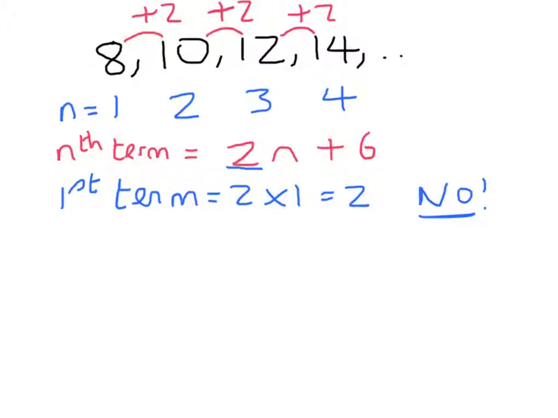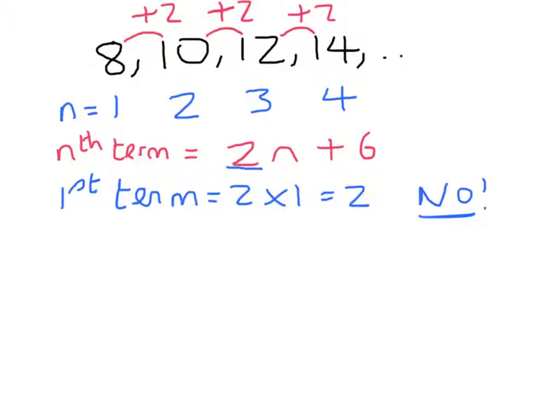The adjustment bit, the bit at the end, we got by just thinking about the first term. And we could see that the first term was equal to 8, not equal to 2, which is what you would get if you just used the 2n. So we added the 6 just to make the formula complete, to make it work for the first term.